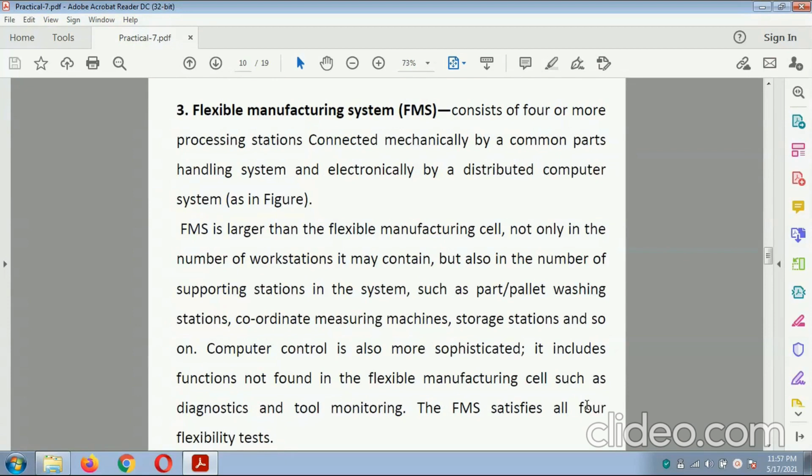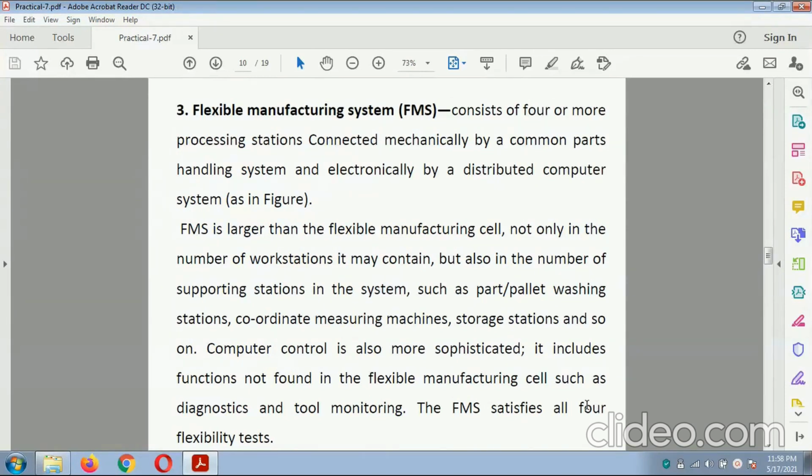Flexible manufacturing system. It consists of four or more processing stations connected mechanically by a common part handling system and electrically by a distributed computer system. The FMS is larger than the flexible manufacturing cell, not only in the number of workstations it may contain, but also in the number of supporting stations in the system, such as a part pallet washing station, coordinate measuring machine, storage station and so on. The computer control is also more sophisticated.